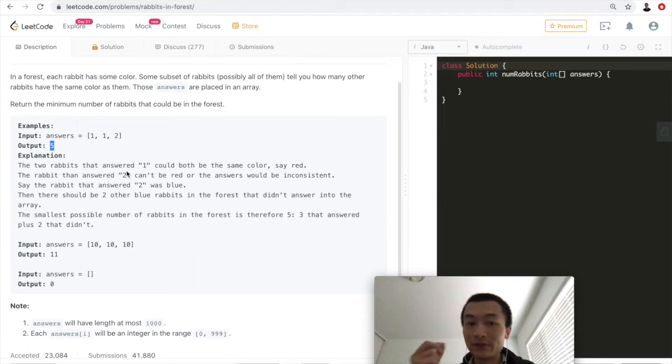Number one, the first layer is that this number means one type of the rabbit. It could indicate the color. Number two is that this one that you are currently iterating on means that there's another number of rabbits of the same type, of the same color in the forest.